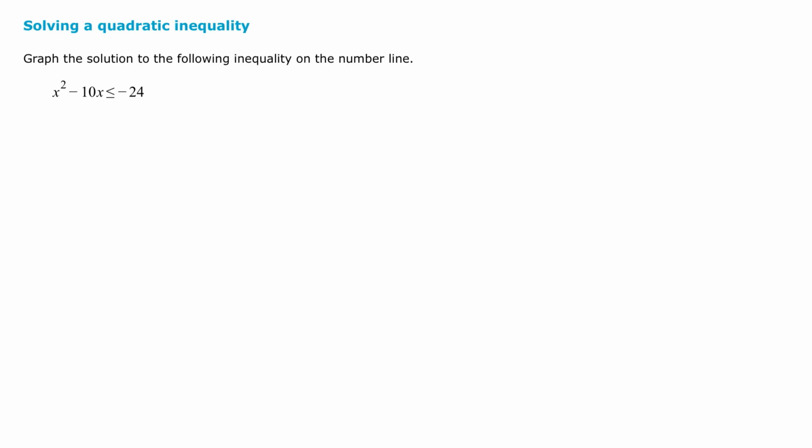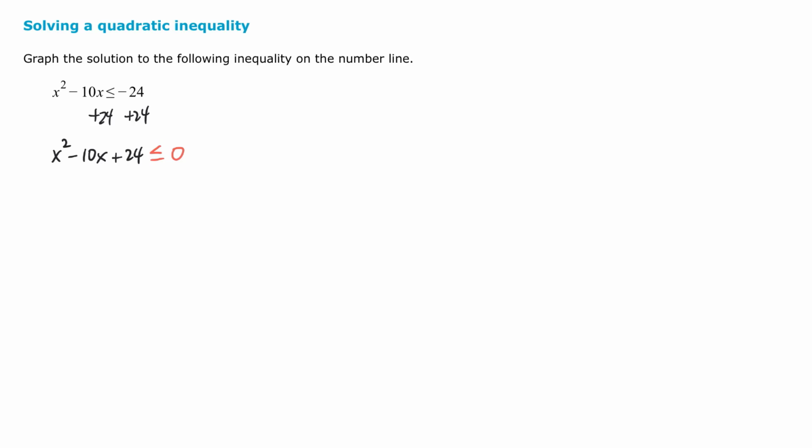The way we want to approach this is to almost pretend it's an equation. And so we're going to go ahead and balance the inequality. Let's add 24. And what do we have now? x squared minus 10x plus 24 is less than or equal to 0. So we have an equivalent inequality.